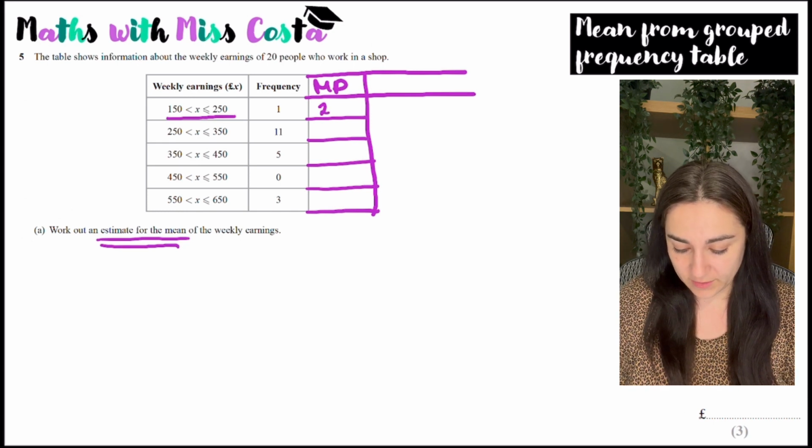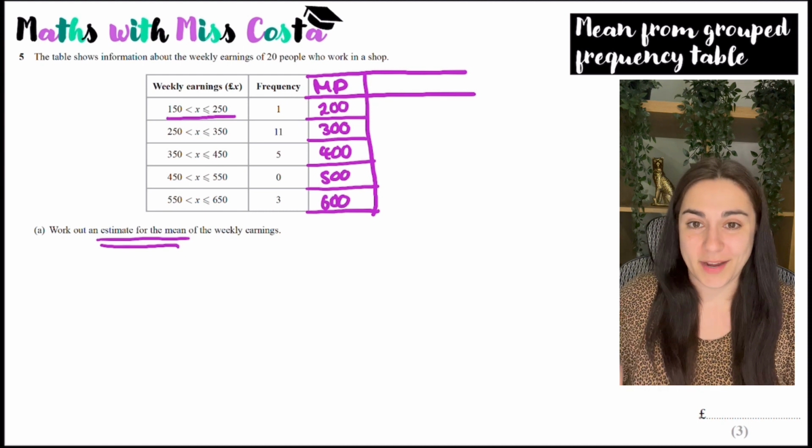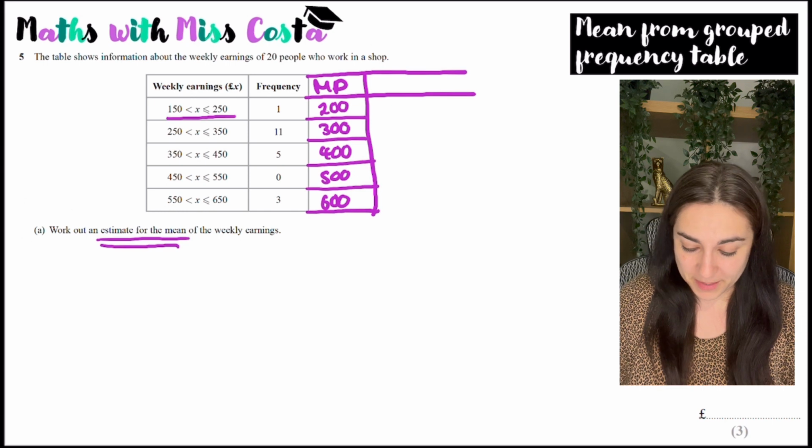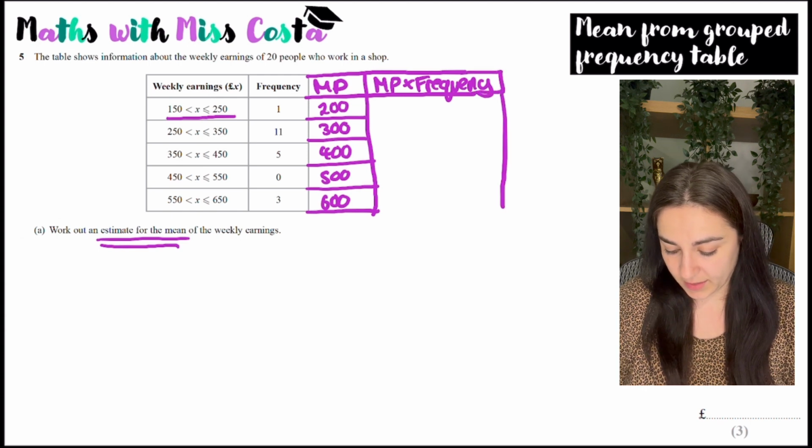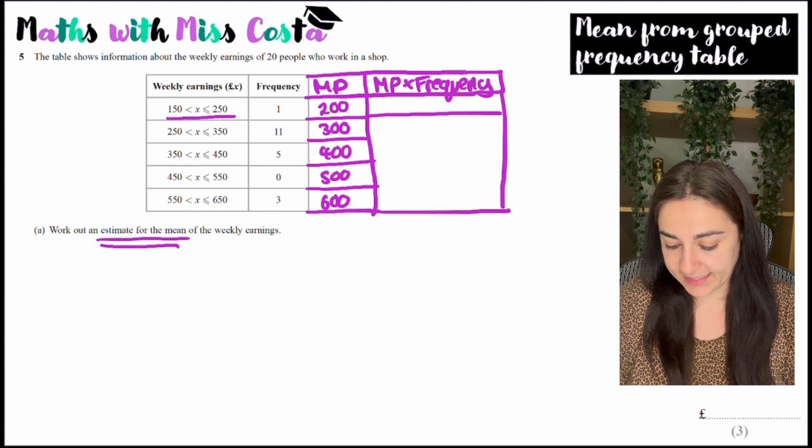So that would be 200. Over here, that would be 300, 400, 500, and 600. Okay. And then what I do is I multiply my midpoint times by the frequency. Frequency just means the amount of people. So I can extend my table.